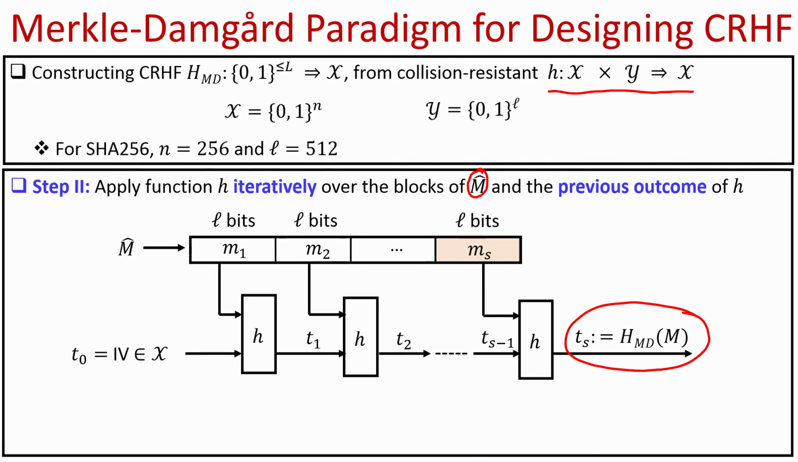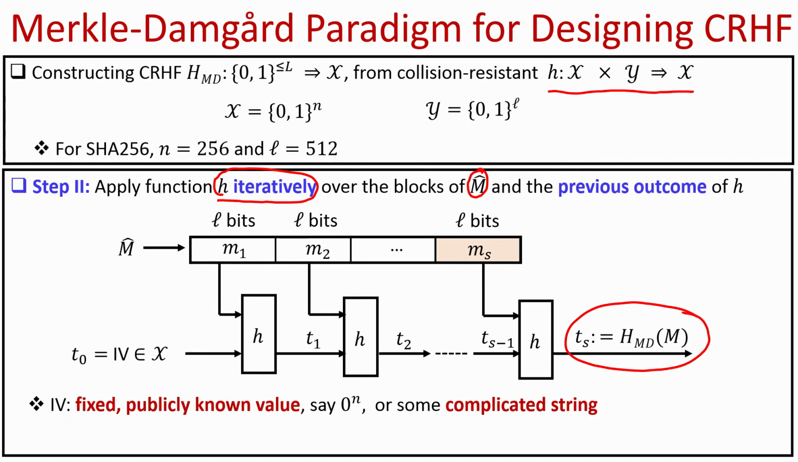So, that is why the function h here is applied iteratively, and this also tells you why exactly we want the encoded input to be a multiple of little l, because in each iteration we take one chunk of little l bits and apply the h function along with the previous outcome of the h function, right.